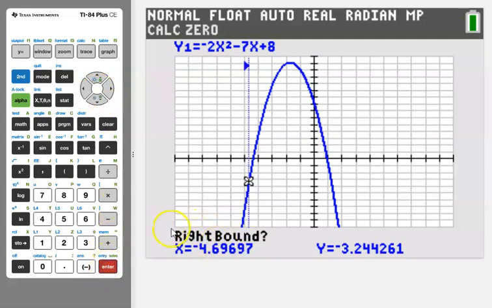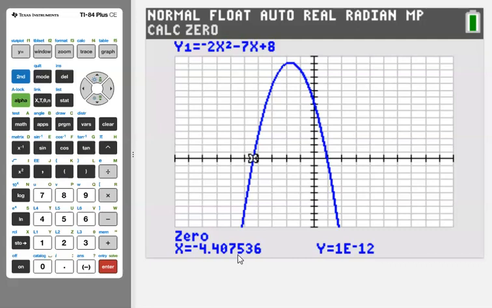This question will change to right bound, so use your right arrow to go over the line. It's got to be to the right of this x-intercept, and then type enter. You'll notice these little triangles, they always have to point at each other, because if they're not pointing at each other, you're going in the wrong direction. All right, type enter. And now the 0 of the function is shown. So the 0 or the x-intercept is negative 4.4 approximately.